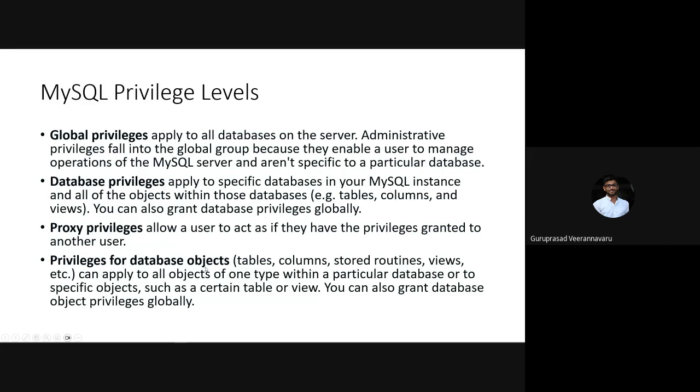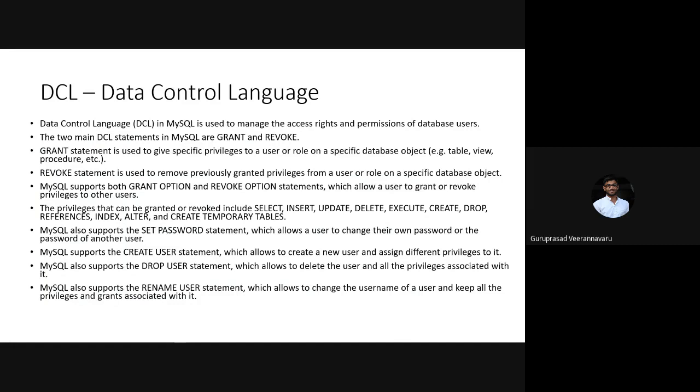And privilege for database objects. This means you don't have the permission at a database level, but you have it at a smaller level. It can be table, column. So you have permission to only view a specific table. Okay, then it is permissions at database objects level. So this kind of managing access and rights of users is called data control language. And then you have two main commands, that is grant and revoke.